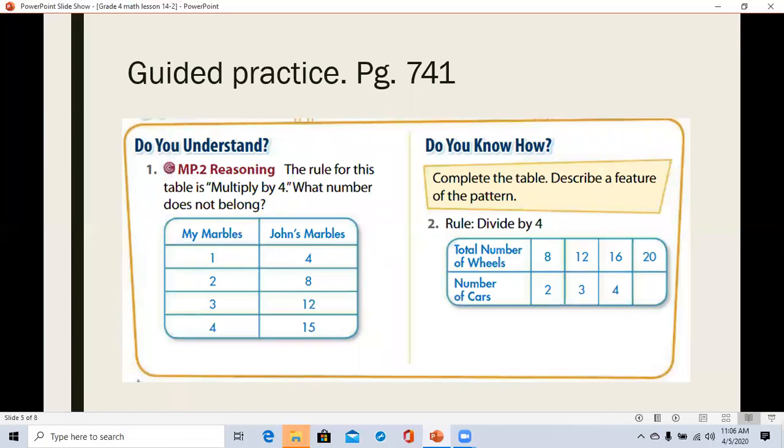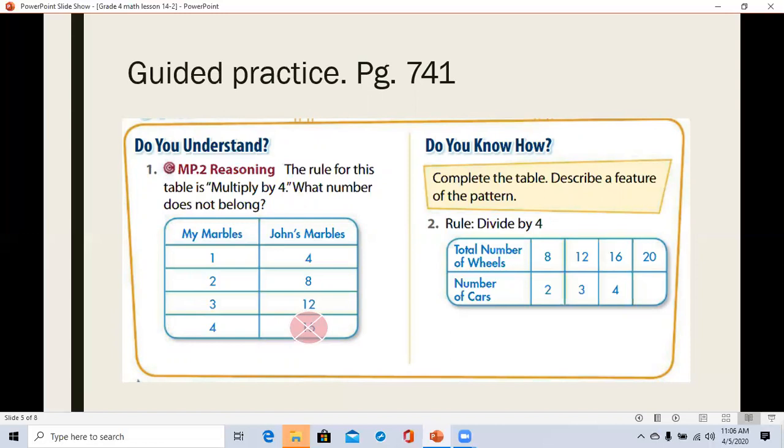So let's look at your guided practice. The rule of the table is multiply by 4. What number does not belong? So 1 times 4 is 4. 2 times 4 is 8. 3 times 4 is 12. 4 times 4 is not 15. That is 16. So the number 15 does not belong.